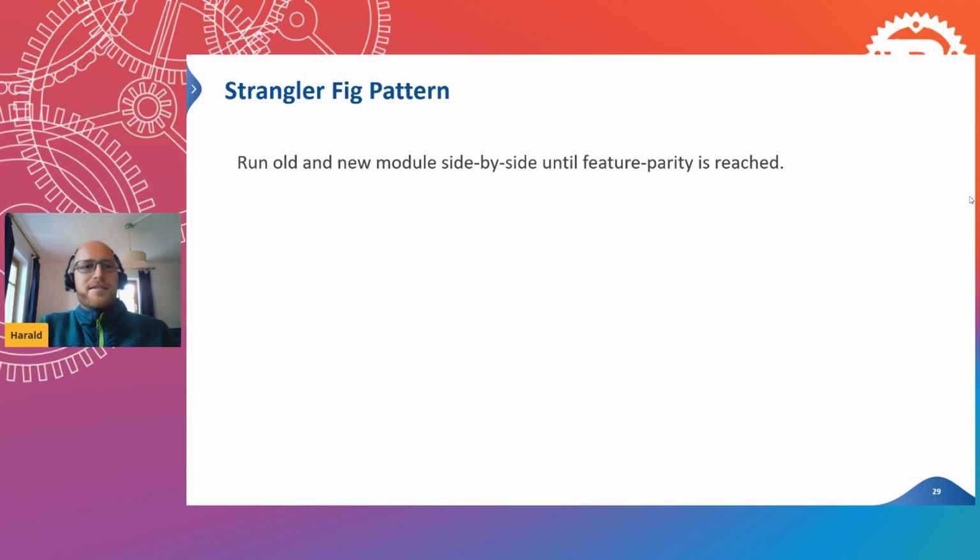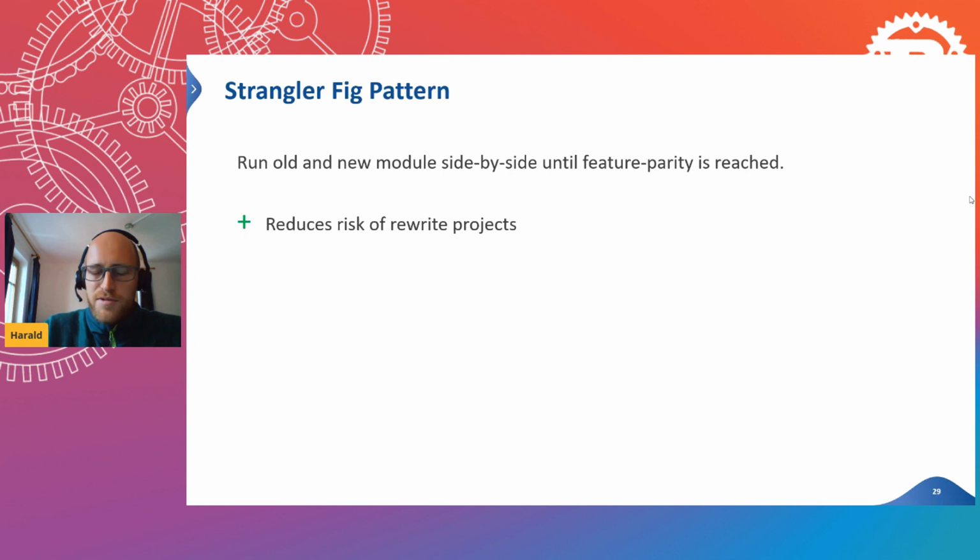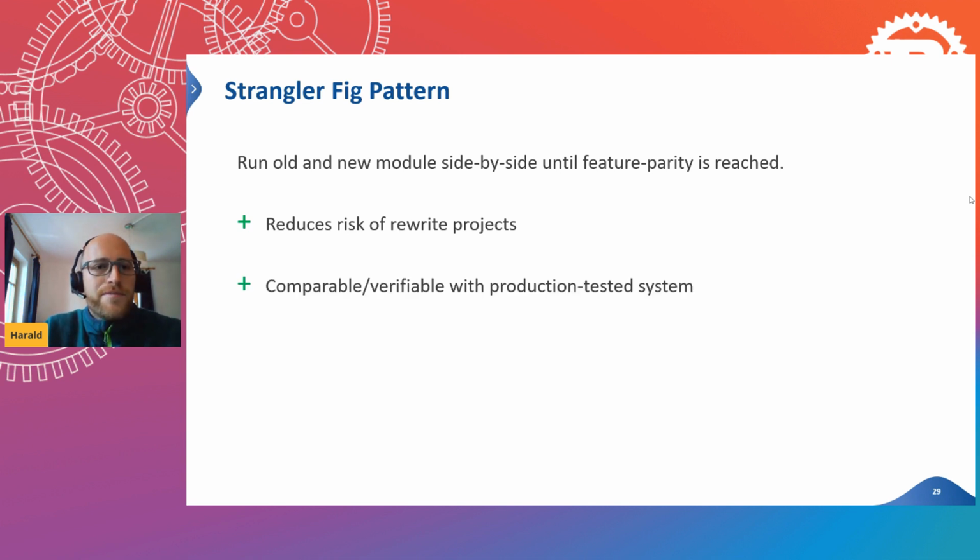So, running the old and the new module side by side until feature parity is reached has a couple of advantages. First of all, it reduces the risk of a rewrite project, because when you start rewriting something from scratch, it might take a lot of time until you can actually replace it. Running it side by side allows you to figure out early if it works in a similar way, or if there are any problems, and you might even already ship it to a customer, or ideally you ship it to a customer as well.